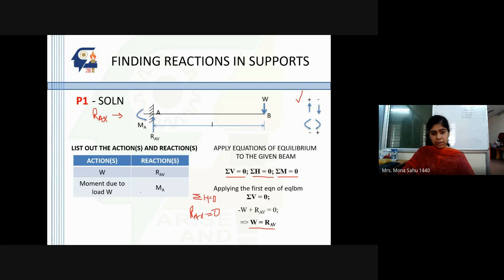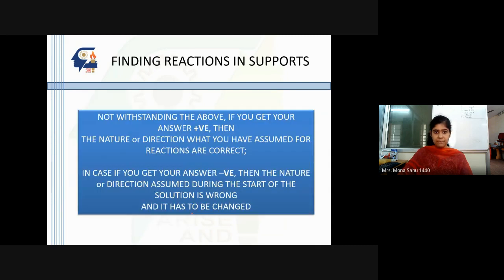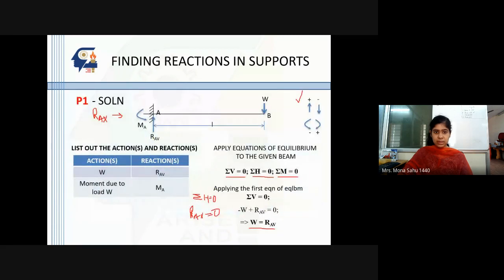Moment due to load: where is the moment? Yeah, here. Sigma MA equal to 0. So what are the moments you have? W into L. It's a clockwise direction, so positive, minus MA because it's negative direction, equal to 0. So what is the value of MA? WL. Got it? So we have found out the reactions on the support. The value of the reactions: RAV is equal to W, MA equal to WL. You guys are clear?